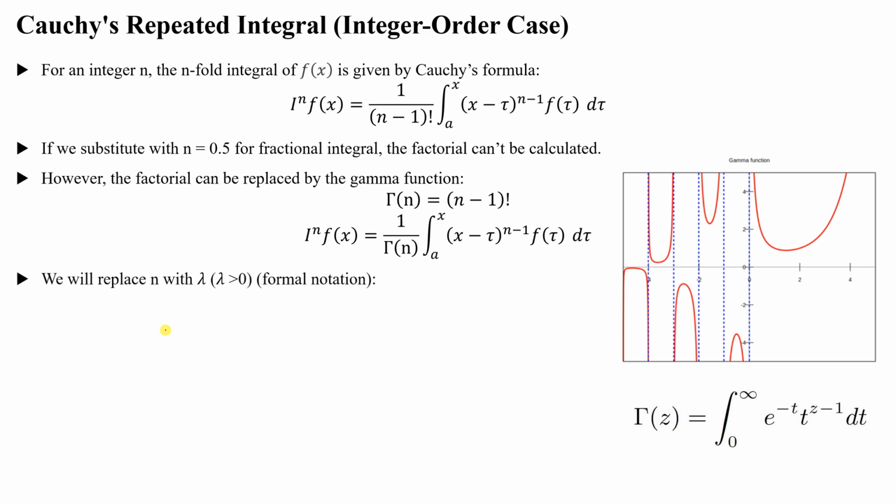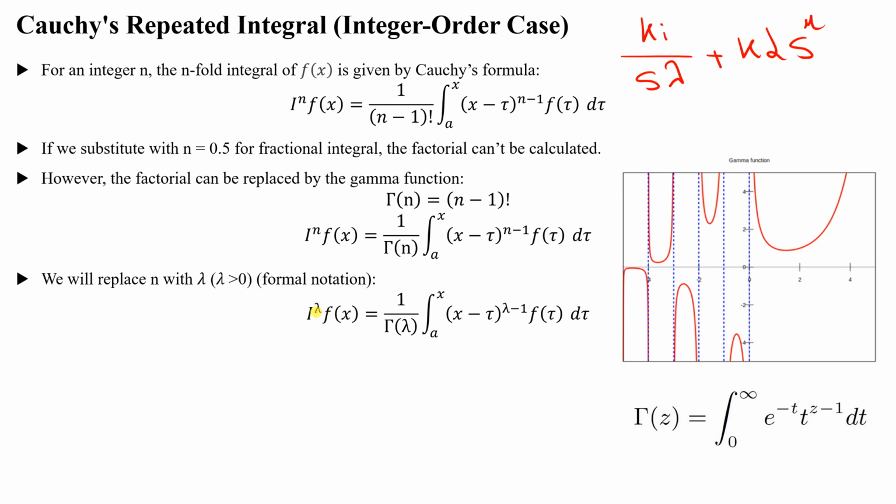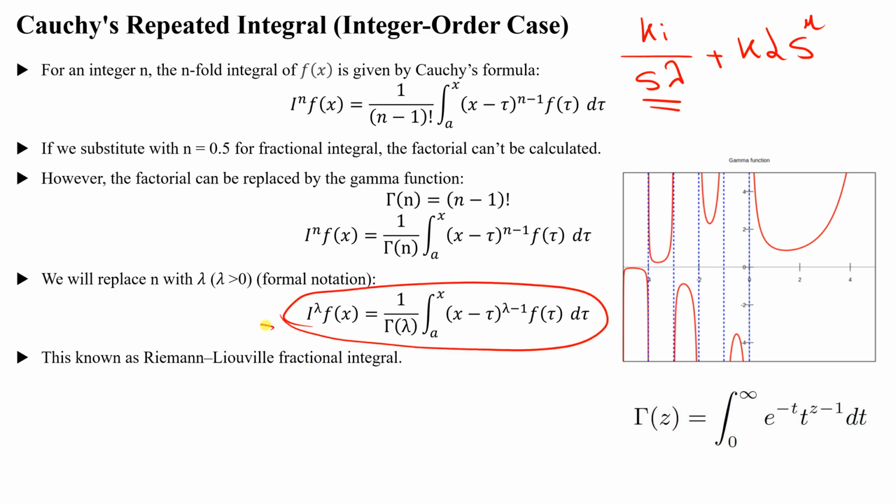Now when we talk about fractional order integration, if you remember, we said we have ki over s to the power lambda plus kd multiplied by s to the power mu, right? Since I'm talking about 1 over s to the power lambda, or fractional integration, I'm going to make this lambda instead of n, to make it the formal notation. So fractional order integration of power lambda will be 1 over gamma of lambda, with n becoming lambda, as you can see. This is what we call the Riemann-Liouville fractional integral. These are two mathematicians that used Cauchy's repeated integral in order to find the fractional integral. So this is a formula by Riemann-Liouville.